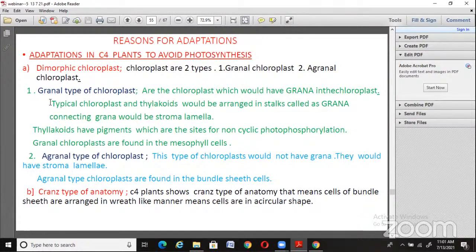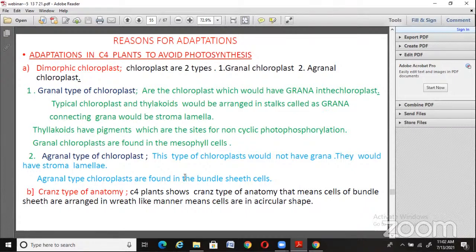There are two types of adaptations found in C4 plants. The first is dimorphic chloroplasts. In C4 plants, to avoid photorespiration, the plants should have this adaptation. By having granal type chloroplasts and agranal type chloroplasts, plants are able to escape from photorespiration. How that happens will be discussed in further slides.